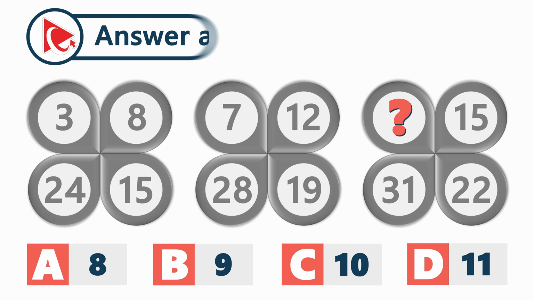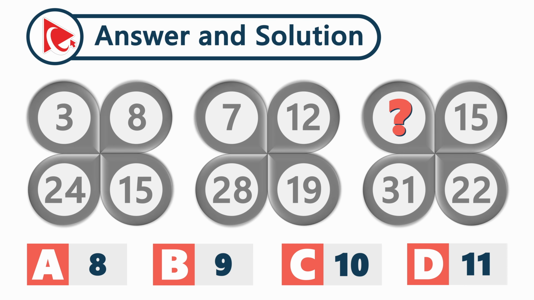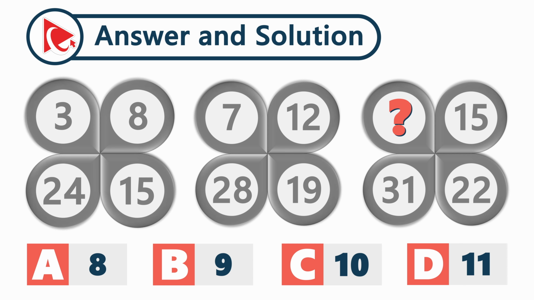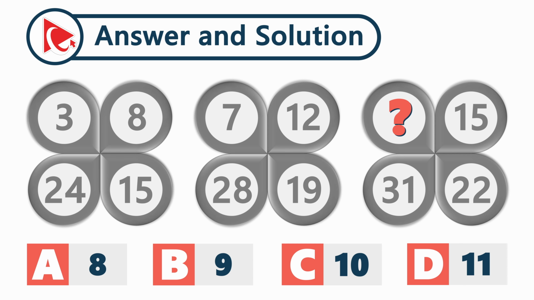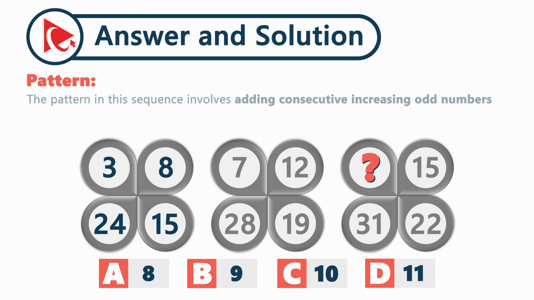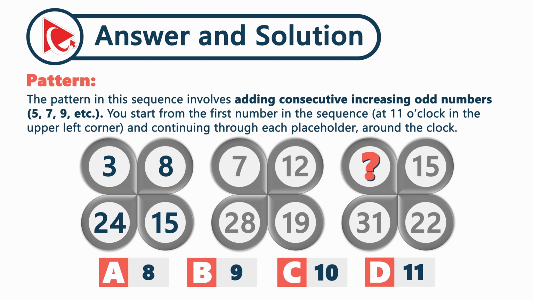As you might have guessed correctly, numbers in a shape represent the sequence. Let's look closely at the first shape. The sequence starts at 11 o'clock with number 3. Then it goes around the clock, 3, 8, 15, and 24. And the pattern in this particular sequence involves adding consecutive increasing odd numbers like 5, 7, and 9.